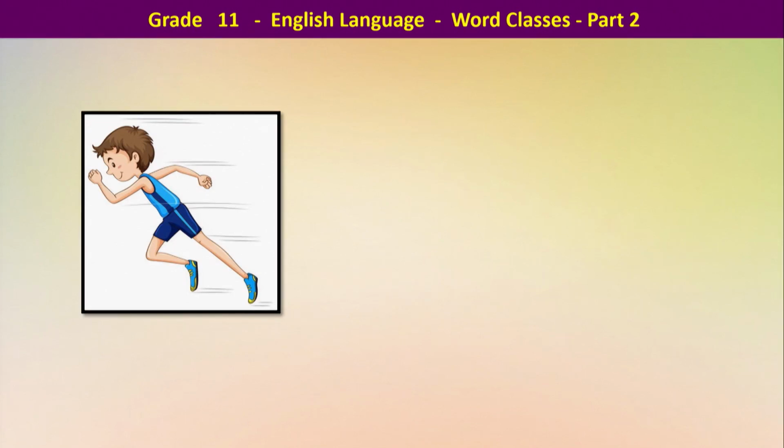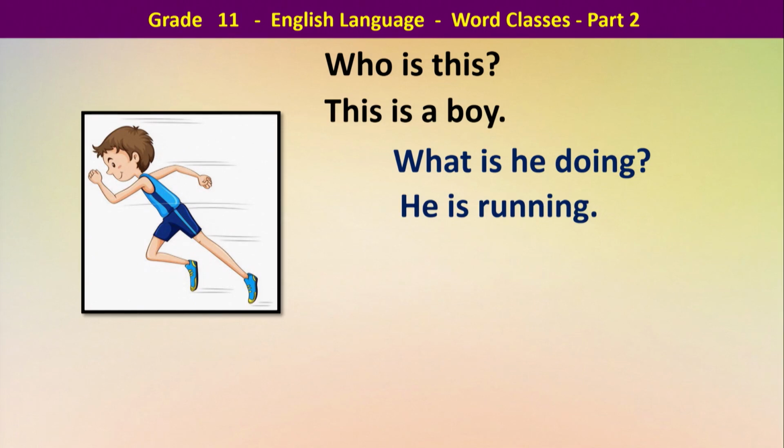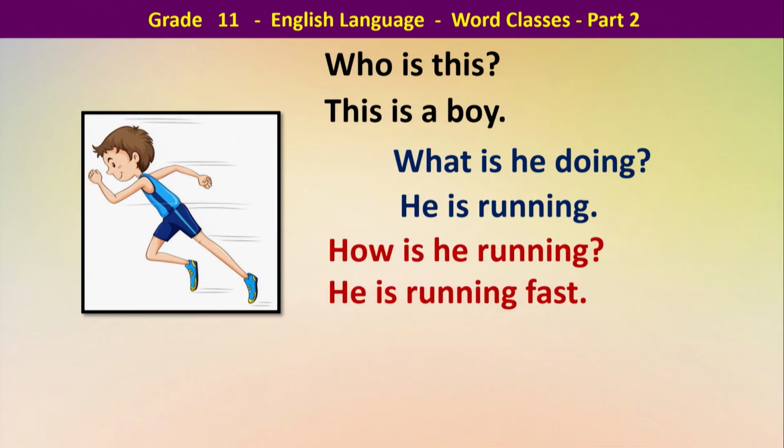Right. Then whom do you see here? A runner. Yes, this is a boy. And then what is he doing? He is running. Then how is he running? He's running fast. So you can call him a fast runner. So fast is an adjective here. We are going to revise that also in this lesson because that is part 2. We have already done the first part, adjectives and nouns as well.